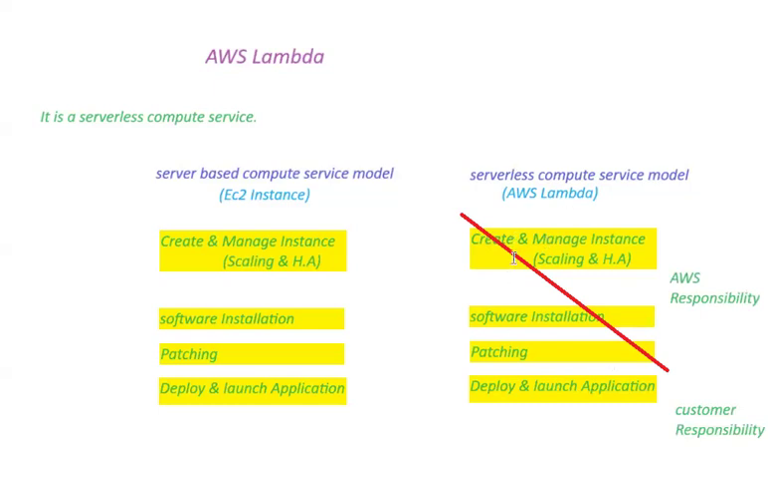So whatever the infrastructure and software provided will be maintained by whom? AWS. So all these things will be the responsibility of AWS. What is the customer's responsibility? Deploying and launching our application is our responsibility. So we call AWS Lambda a serverless compute service.